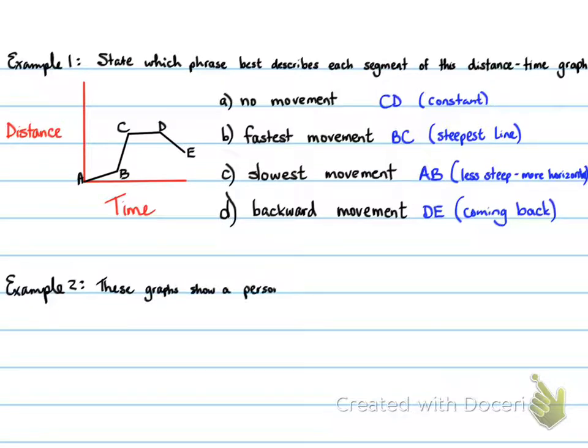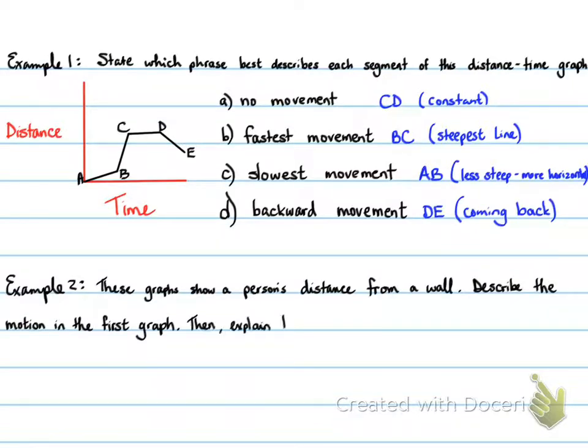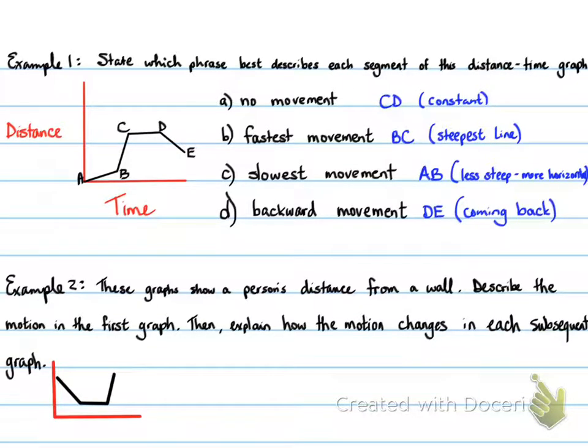These graphs show a person's distance from a wall. Describe the motion in the first graph, then explain how the motion changes in each subsequent graph. Okay, so we have our first one here.